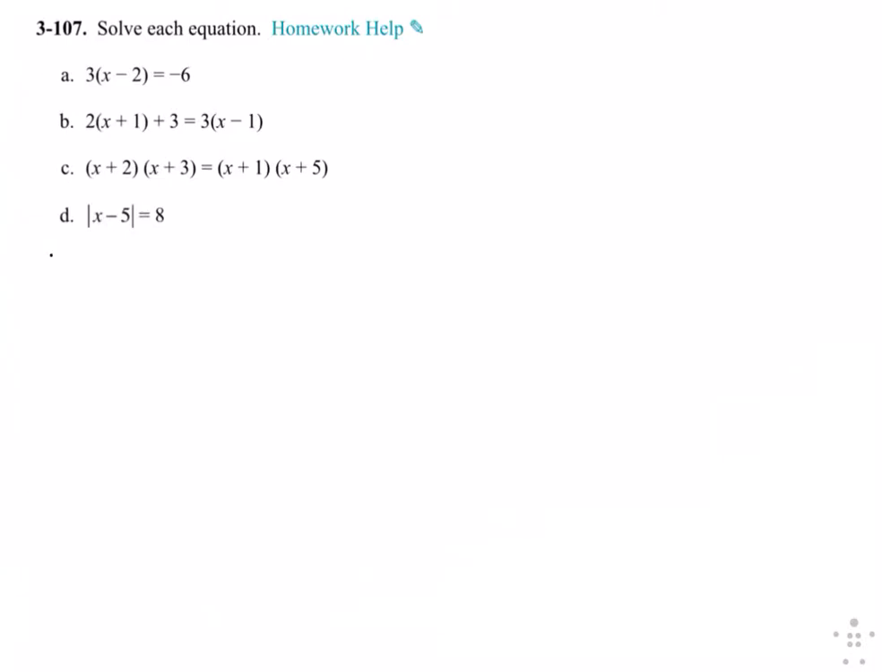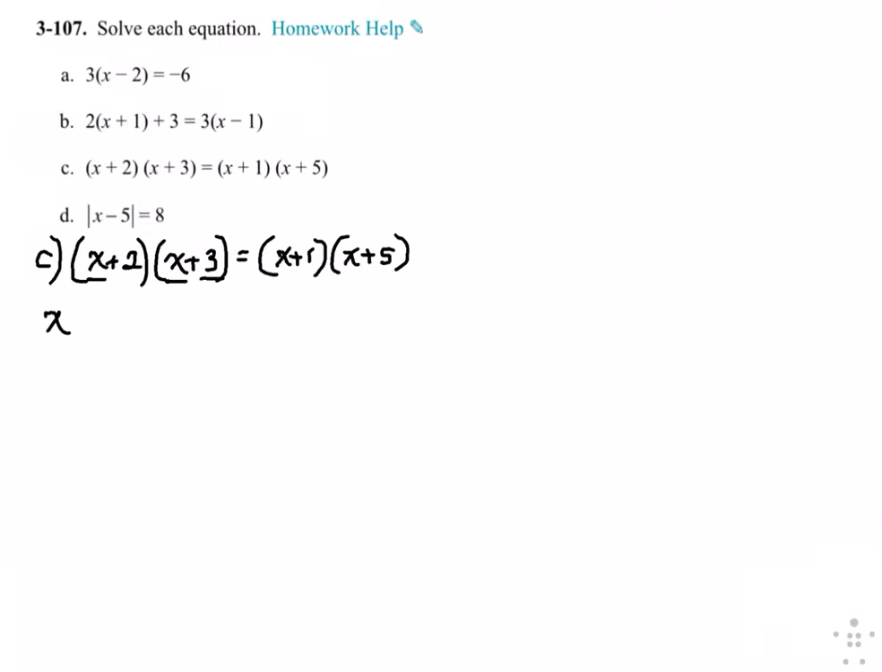So C, we have x plus 2 times x plus 3 equals x plus 1 times x plus 5. So we have to distribute or use FOIL, same thing, right? So I take the x and I distribute that into the x and the 3. So I get x times x is x squared. X times 3 is 3x. Then I take the 2 and distribute it in over here. So 2 times x is 2x, and 2 times 3 is 6.